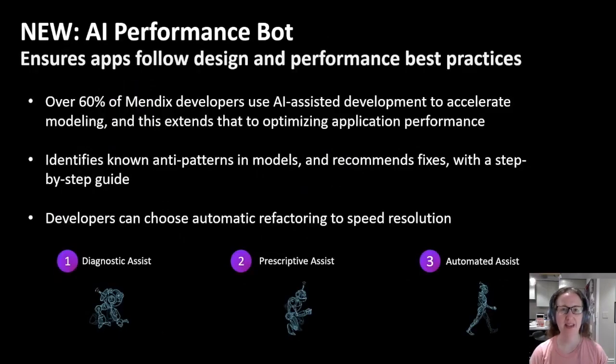Mendix developers have eagerly adopted AI-assisted development for their microflow creation, and we've introduced our second AI bot, this one designed to improve application performance. Not only does the bot identify known anti-patterns in models, like committing a variable each time a loop executes rather than at the end, a development sin I'm certainly guilty of myself, but it also recommends fixes and even offers to refactor models to conform to best practices. Not only is this great for novice citizen developers, but it will also ensure our more senior developers' sophisticated models are properly designed.